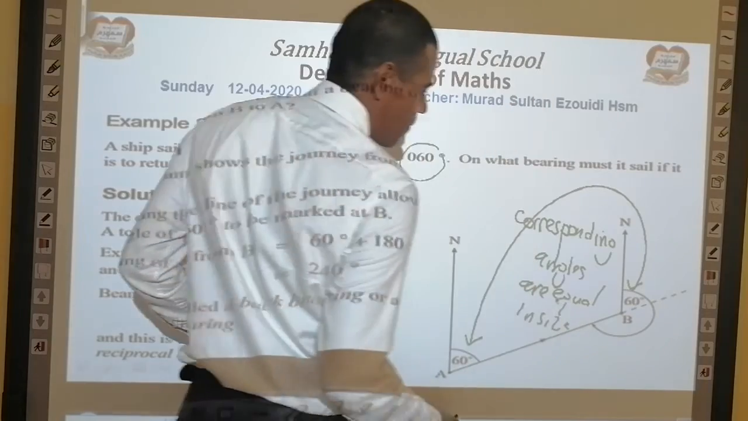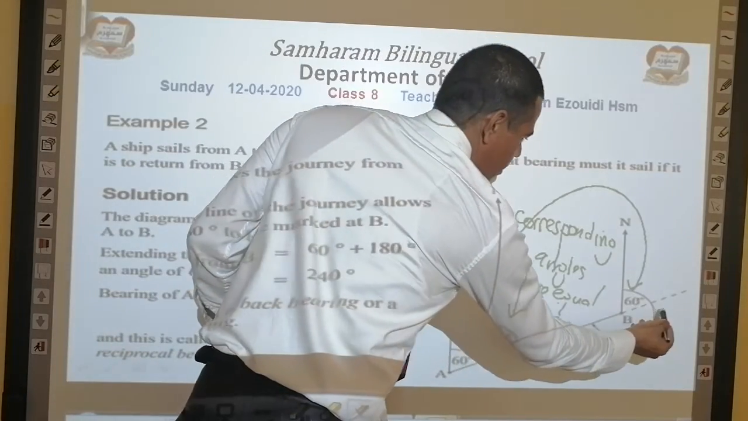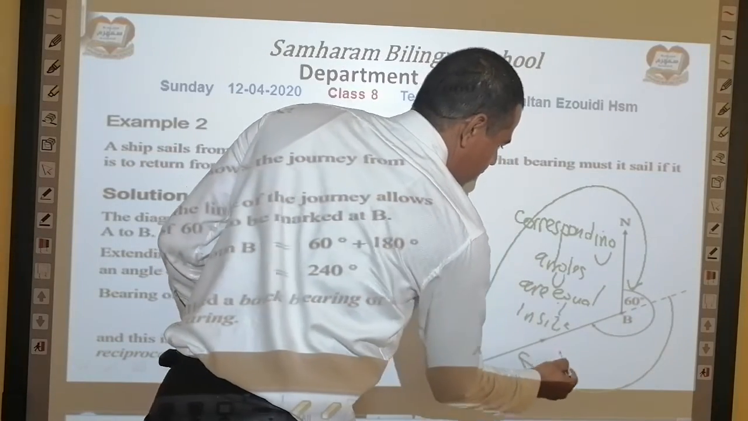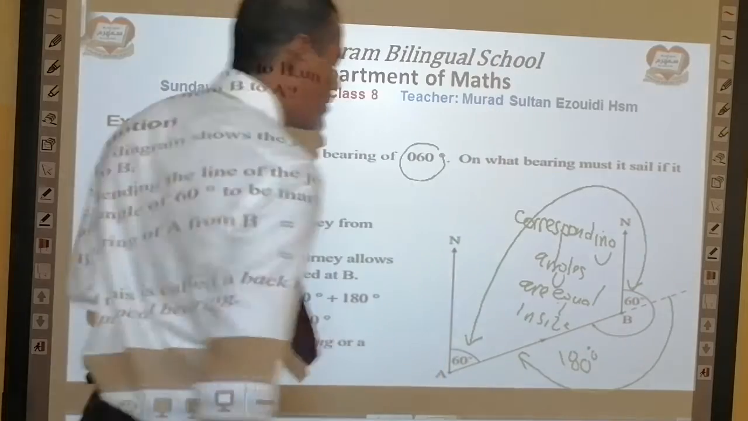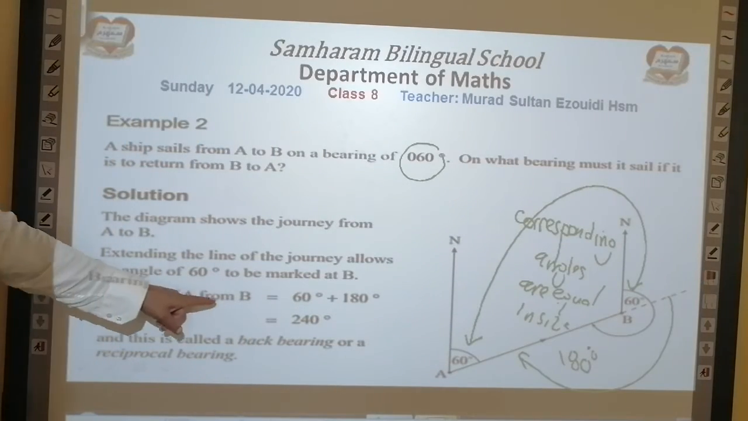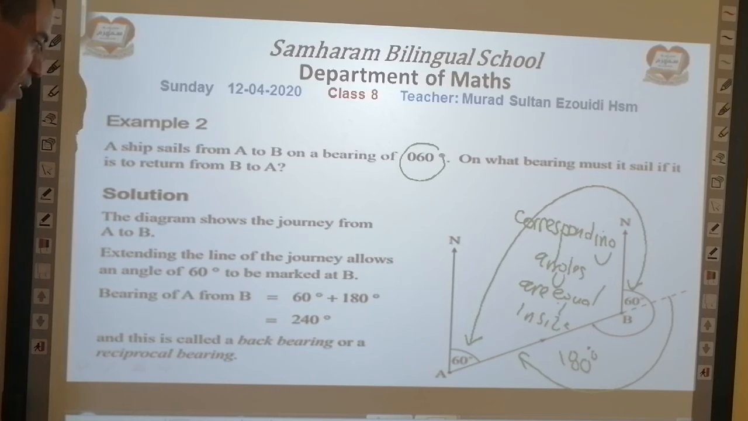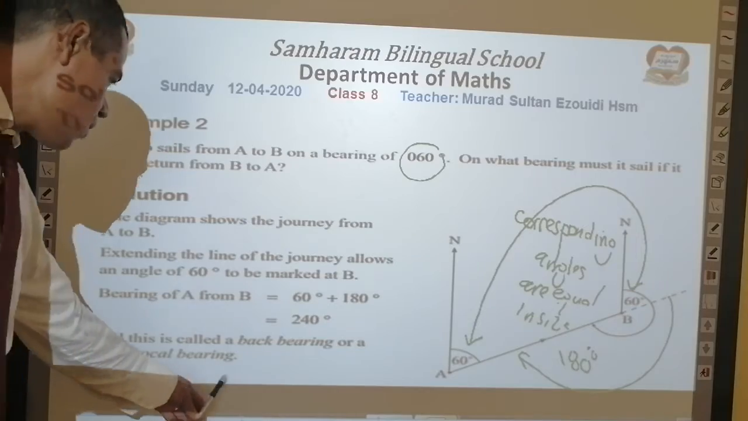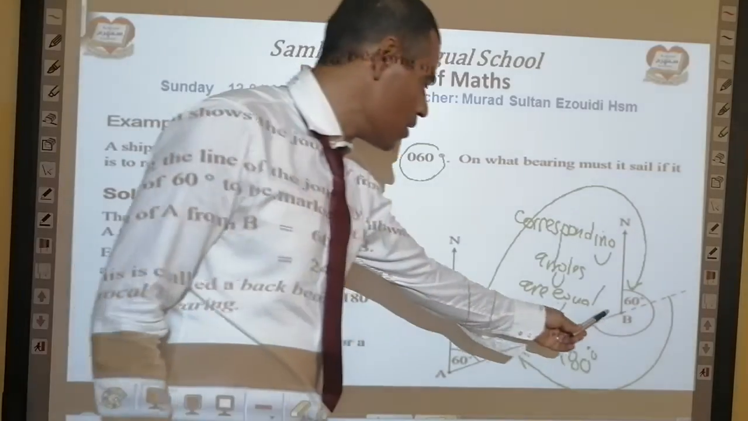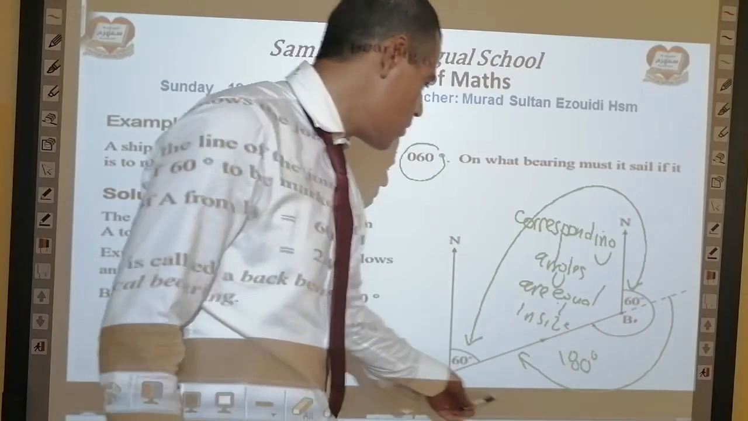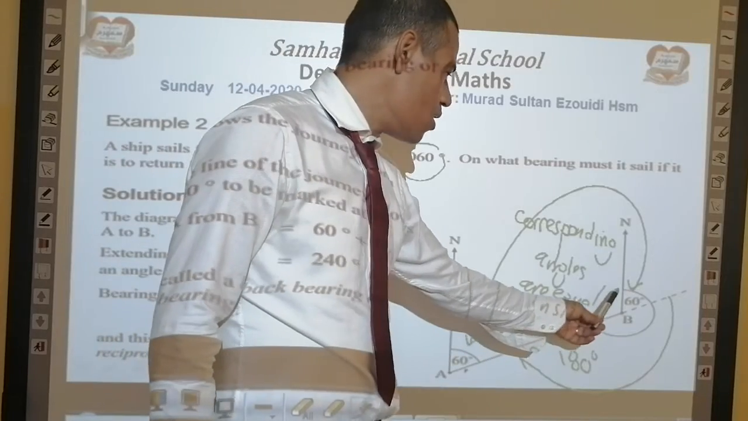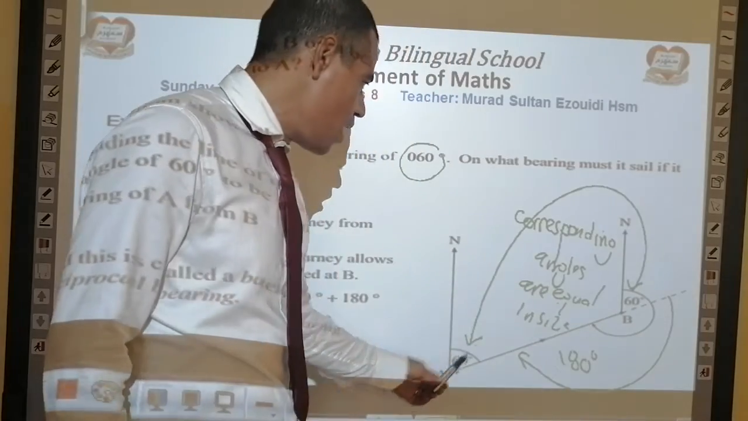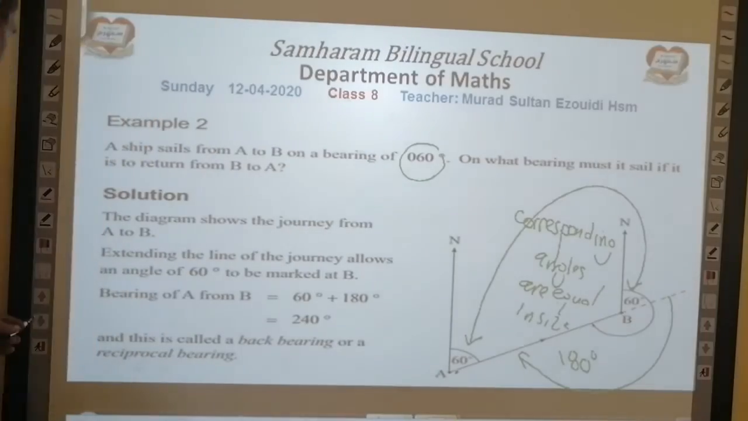Okay. Then this one is 60 and this one is 180. So just add both of them. So the bearing of A from B is 60 plus 180 gives 240 degrees. And this is called a back bearing or a reciprocal bearing. A back bearing from B to A, or a reciprocal bearing of A from B. Okay?